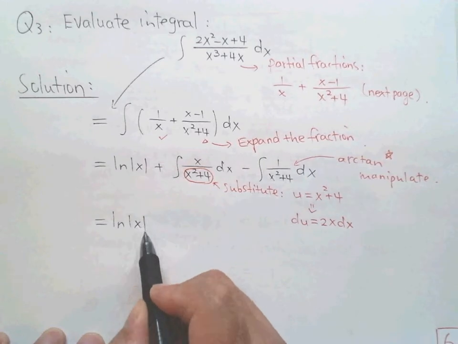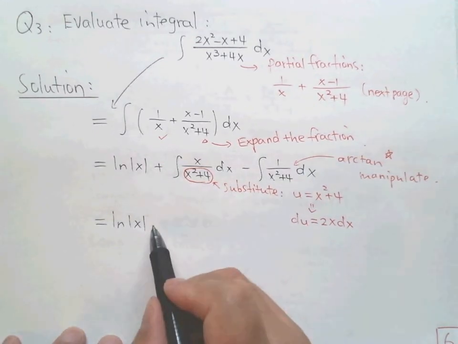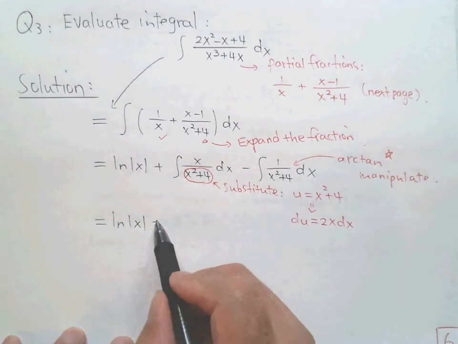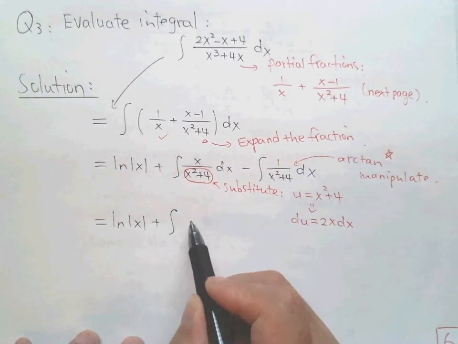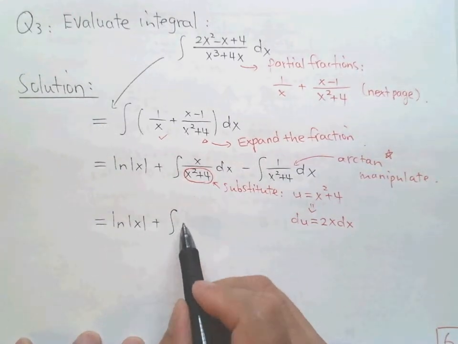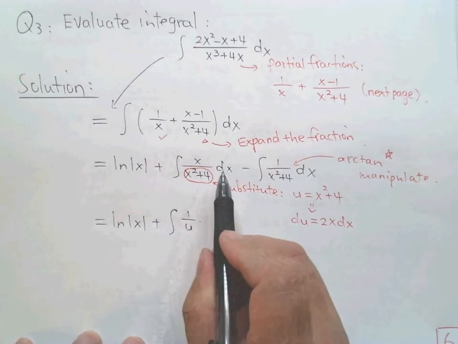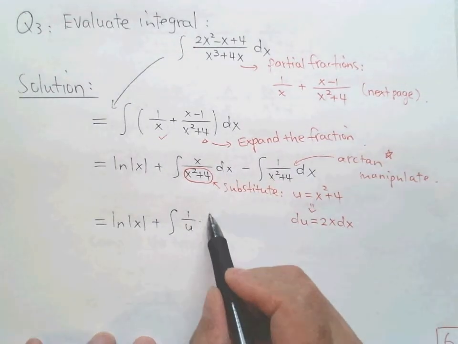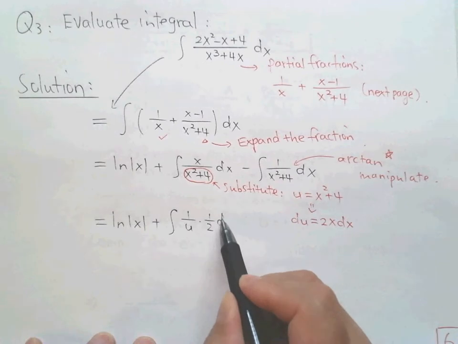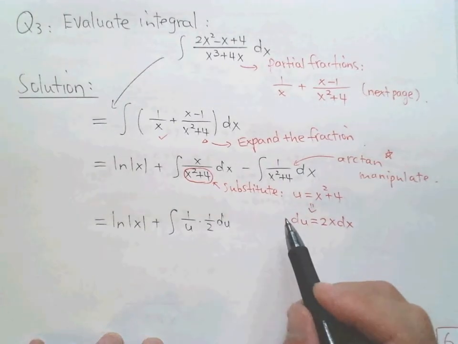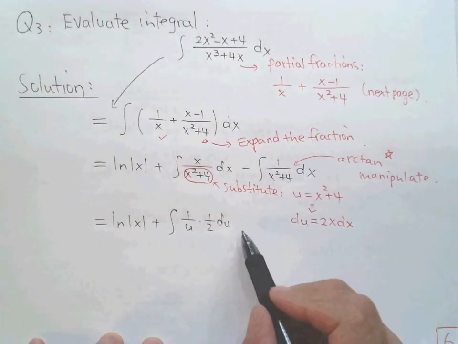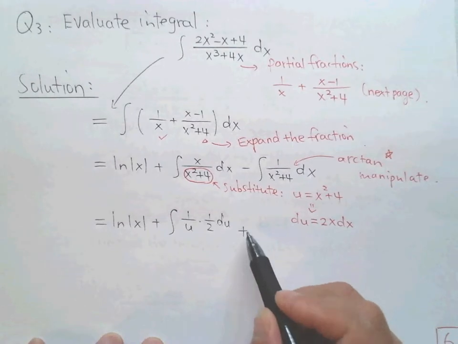One by one step. First, I copy. Second, I said to do the substitution, so I'm going to complete this substitution. The bottom is u, so 1 over u. What is x times dx? X times dx is 1/2 du. I said I was going to manipulate a little.